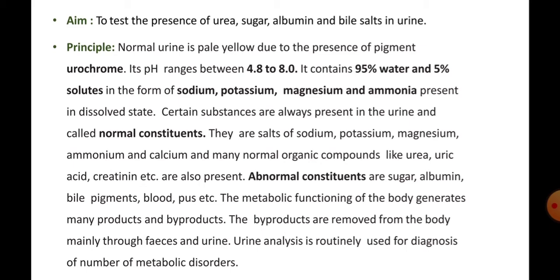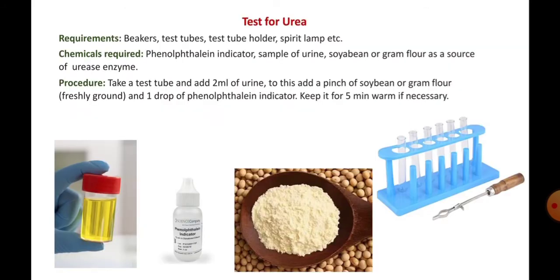Now to perform this experiment, the first test is the test for urea. Let us see the requirements to perform this test. We require certain glasswares like beaker, test tubes, test tube holders, and then we require a spirit lamp or a burner. The chemicals that we require are phenolphthalein indicator, urine sample and soybean flour.